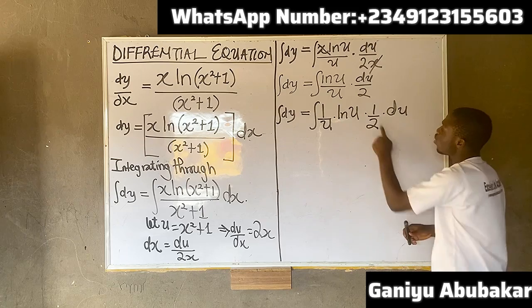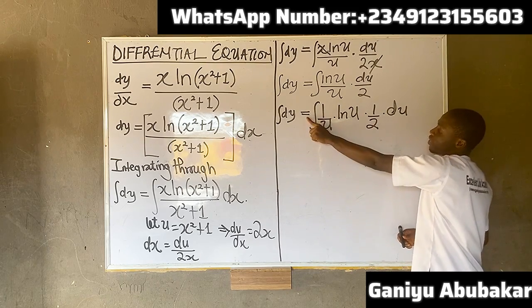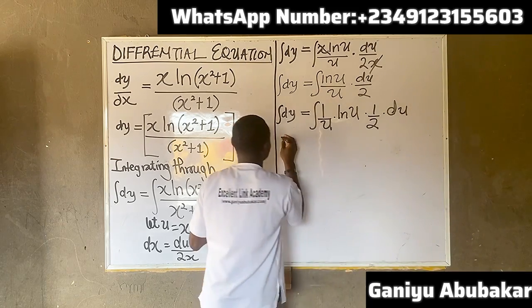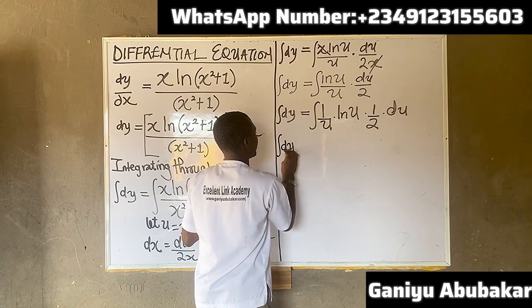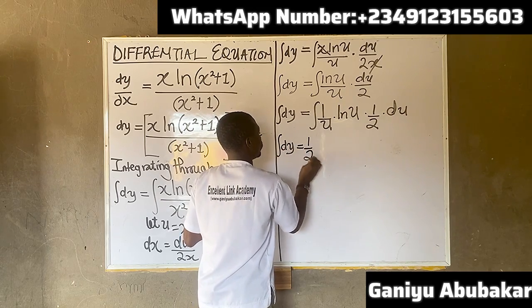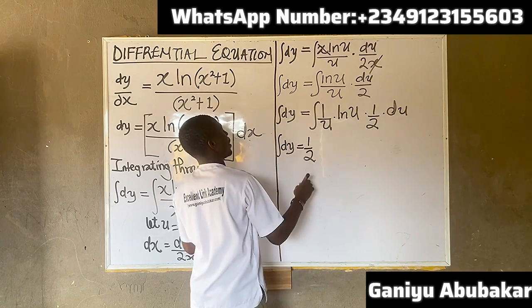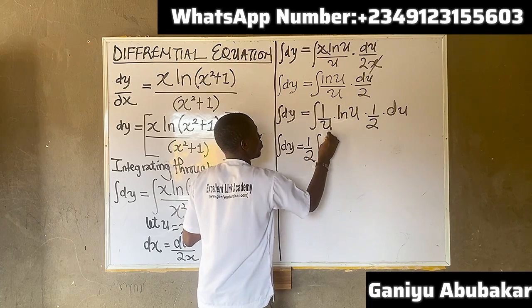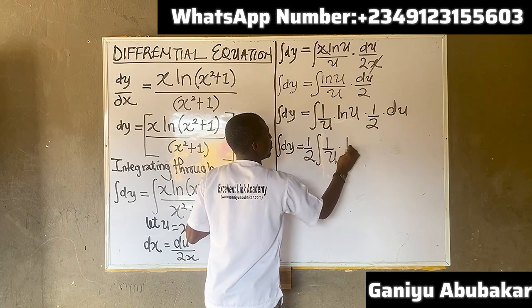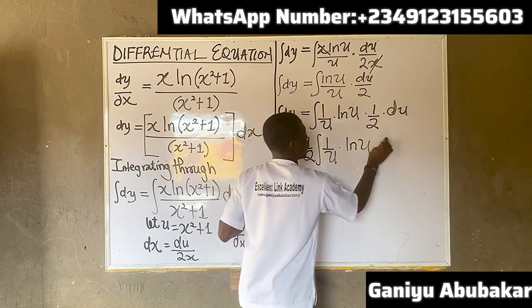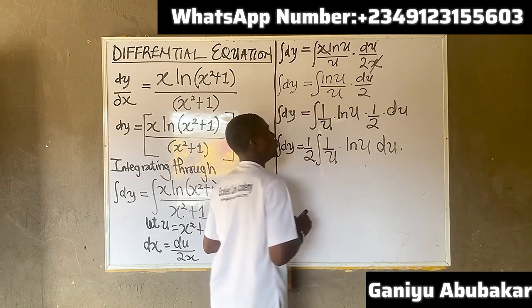Right? So this constant term, 1 over 2, should come outside the integral sign. That gives you the integral of dy is equal to 1 over 2, this one here should come outside. So I have the integral of what? 1 over u dot ln u, of course, with respect to u.